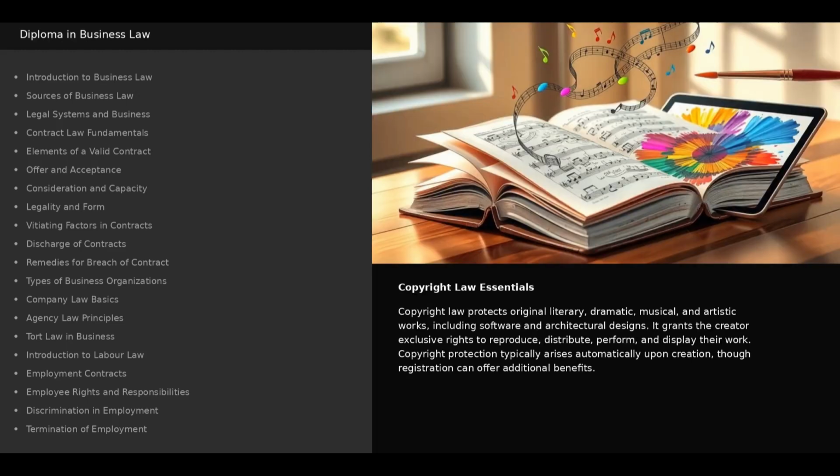Copyright law essentials. Copyright law protects original literary, dramatic, musical, and artistic works, including software and architectural designs. It grants the creator exclusive rights to reproduce, distribute, perform, and display their work. Copyright protection typically arises automatically upon creation, though registration can offer additional benefits.